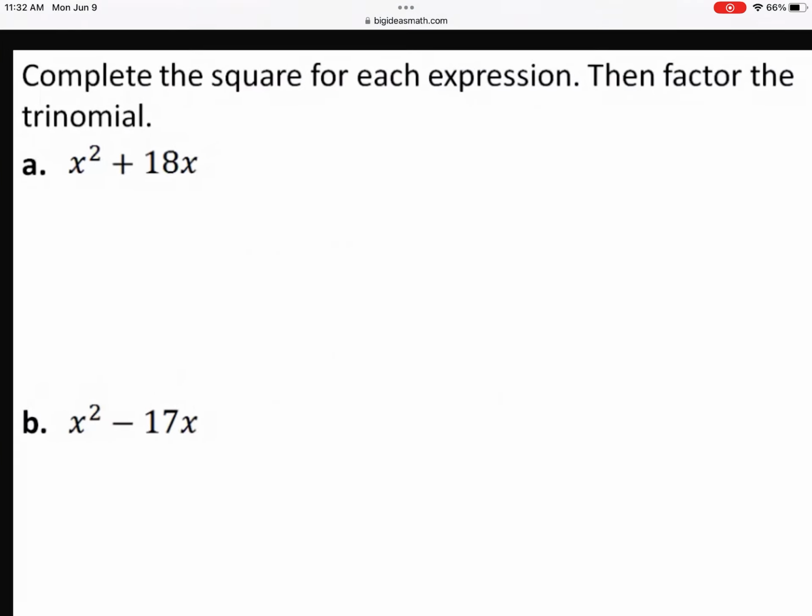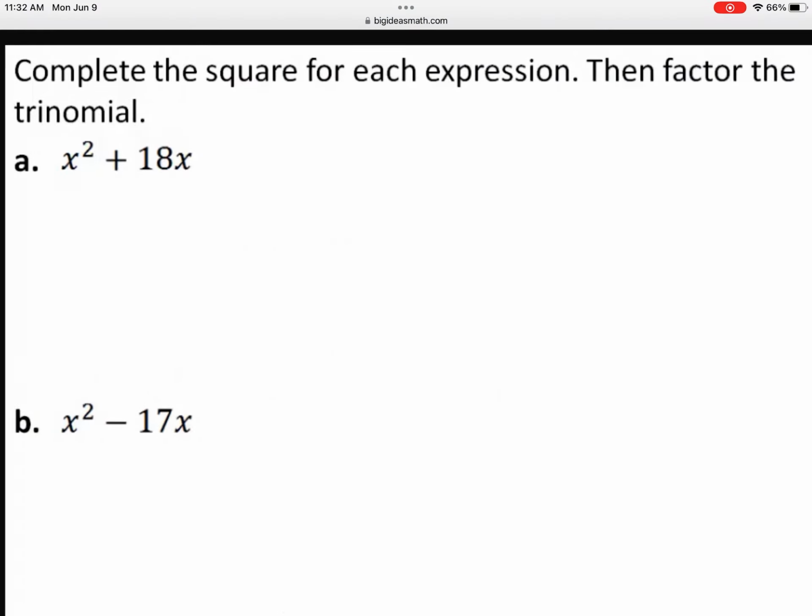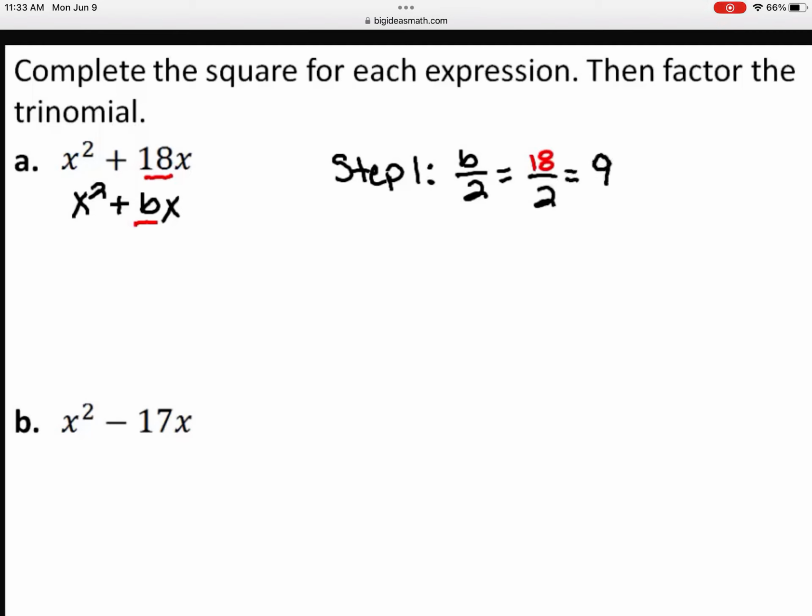Complete the square for each expression, then factor the trinomial. Part A, x squared plus 18x. X squared plus 18x is of the form x squared plus bx, where b is 18. Step 1. Find 1/2 of b. Because b is 18, b divided by 2 equals 18 divided by 2, which equals 9.